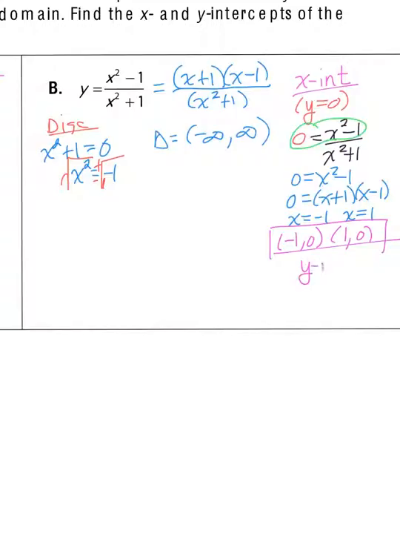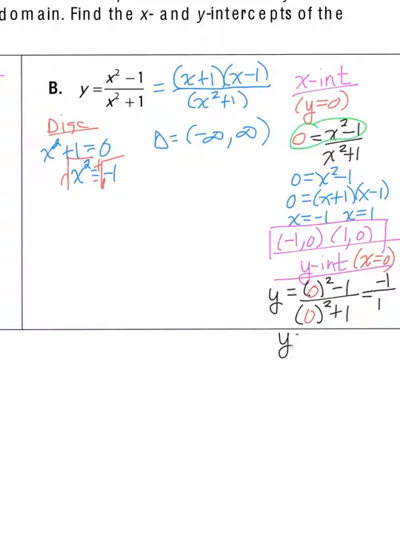Then for your y-intercept, you are going to let x equal 0. Remember, this is the easier one. So you get y equals, you're going to substitute in 0 for your x, and you get -1 over 1, so y is equal to -1. So you only have one y-intercept, and that is going to be (0, -1).